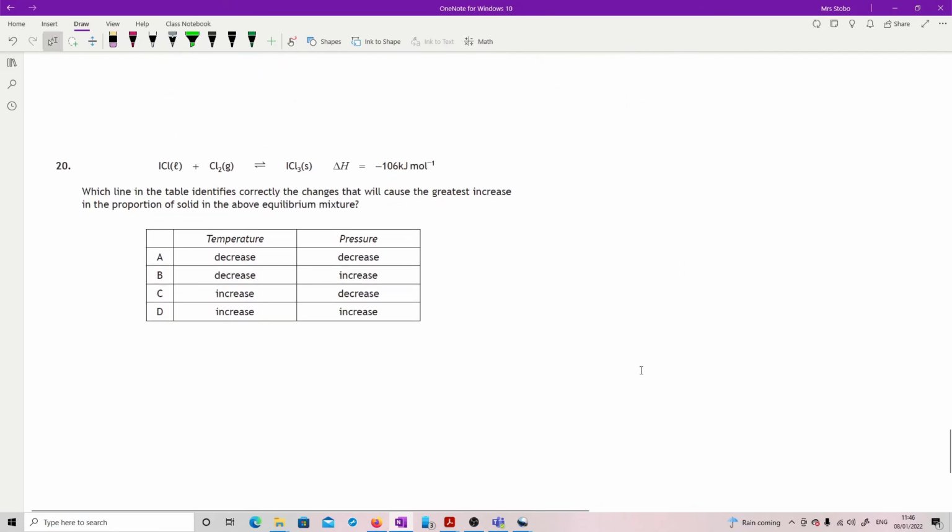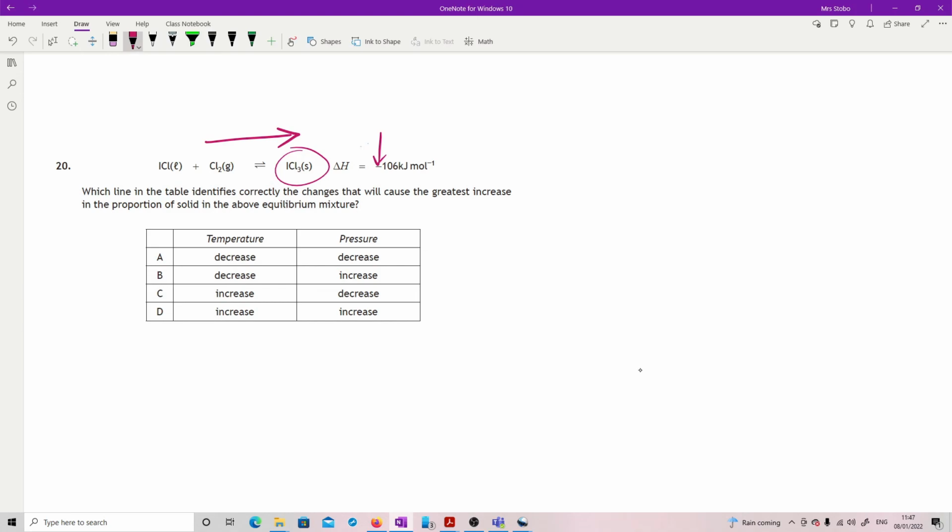Last question in the multiple choice. Okay, which line in the table identifies correctly the changes that will cause the greatest increase in the proportion of solid in the above equilibrium mixture? So here's my solid. So I'm basically asking which favours the forward reaction. Okay, so temperature. So look at this temperature here, we have got a negative. Okay, so we have an exothermic reaction. So what I'm looking for is something which would favour an exothermic reaction.